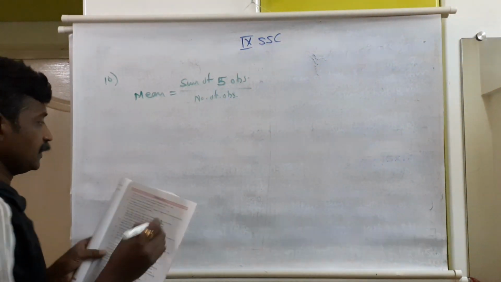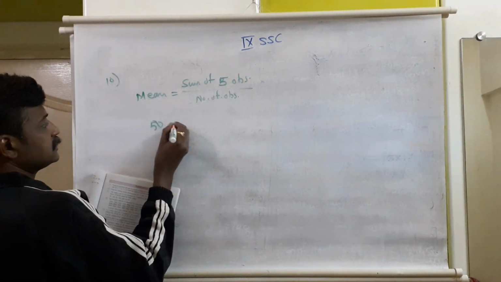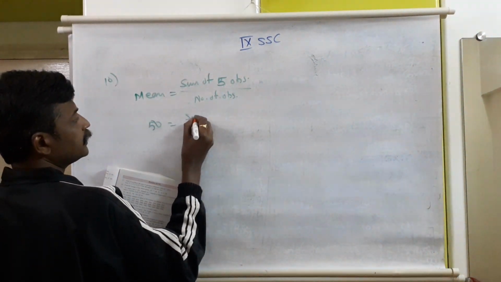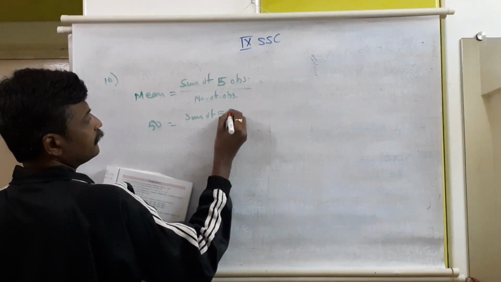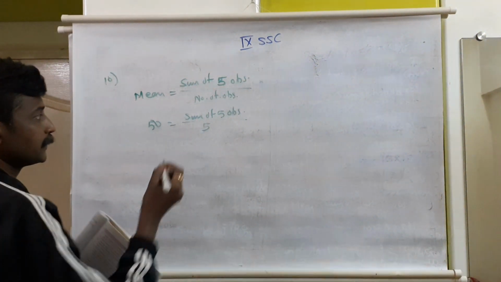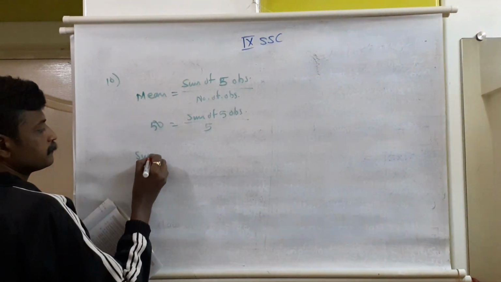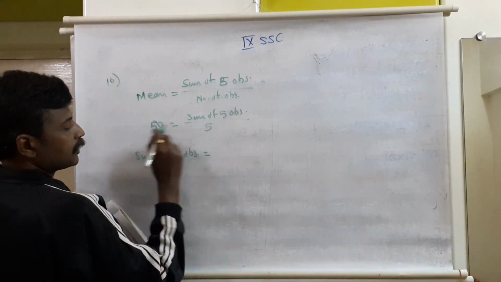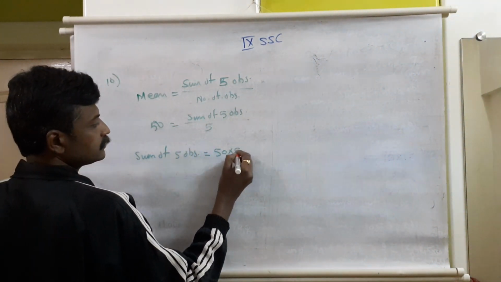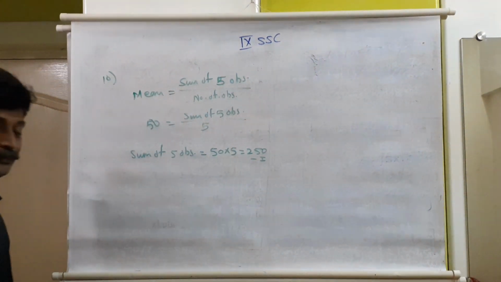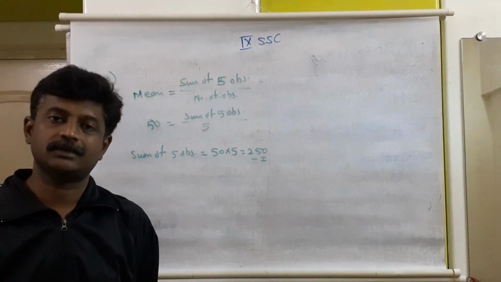So mean of first 5 observations is 50, equal to sum of 5 observations, which we don't know. We will write sum of 5 observations divided by number of observations, which is 5. So with the help of this, sum of 5 observations is equal to the product of both, 50 into 5, that is nothing but 250, equation number 1. It gives the sum of all 5 observations.